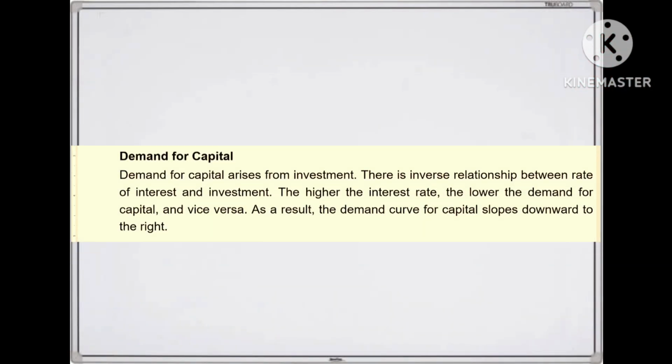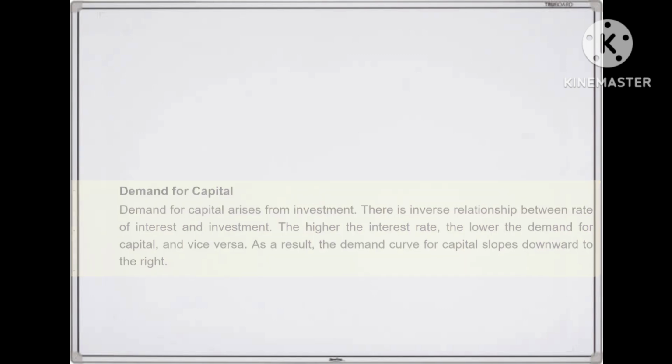Now check the demand for capital. Demand for capital arises from the investment. There is an inverse relationship between the rate of interest and investment. The higher the interest rate, the lower the demand for capital, and vice versa. As a result, the demand curve for capital slopes downwards to the right.